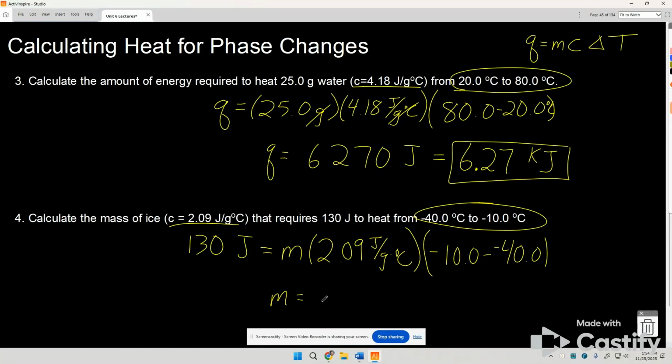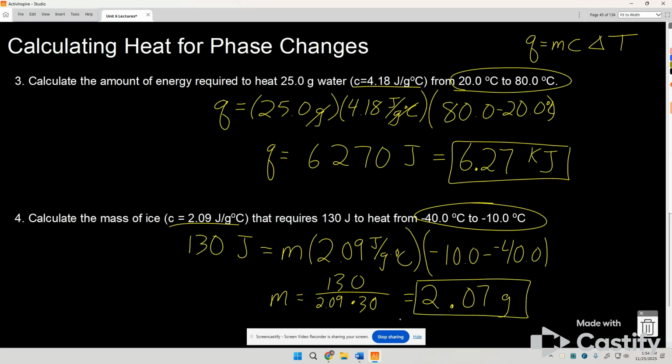To solve for m, I'm going to do 130 joules divided by 2.09 times 30 for my delta T, and that's going to give me my mass. To solve, I divide to get rid of the stuff over there. When I do that, I get a total of 2.07 grams. So with 130 joules, I could change 2.07 grams of ice from -40 up to -10 degrees Celsius.